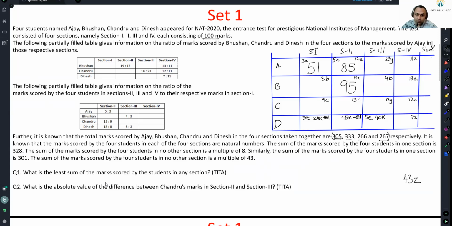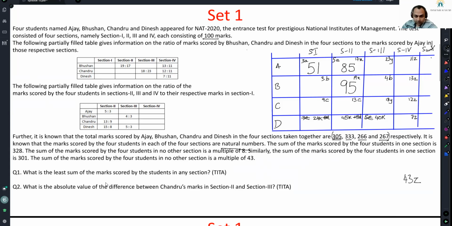It is known that the marks scored by the 4 students in each of the 4 sections are natural numbers. Yes, of course. The sum of the marks scored by the 4 students in one section is 328. Okay, so one of these sections gives me 328. 328 is how much? 41 into 8, no? So 41 into 8. Okay, so 43Z cannot be 328. Okay, the sum of marks obtained by 4 students in no other section is a multiple of 8.